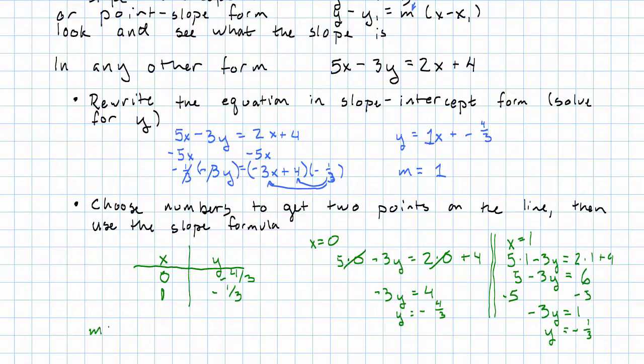The slope then is the change in y, negative 1/3 minus negative 4/3 over the change in x, 1 minus 0. We can use our calculator for the arithmetic in the numerator if we like, but we end up with 1 over 1 is 1. Again, we find that the slope is just 1. Which method should you use? Again, choose whichever seems easier for the equation that you're faced with at the moment.